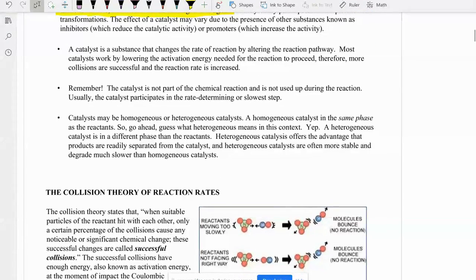A catalyst is a substance that changes the rate of the reaction by, more specifically, altering what we call the reaction pathway. We're going to talk a little more about what reaction pathways are, but really quickly, as an overview, most reactions don't occur in one fell swoop. They occur in a series of steps that we call a reaction pathway. So most catalysts are going to work by effectively lowering, and there it is again, the activation energy that is needed for a particular reaction to proceed.